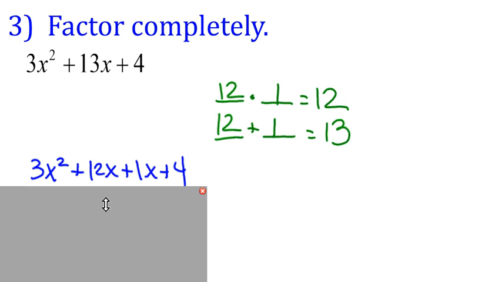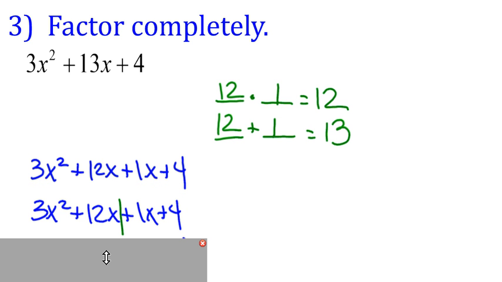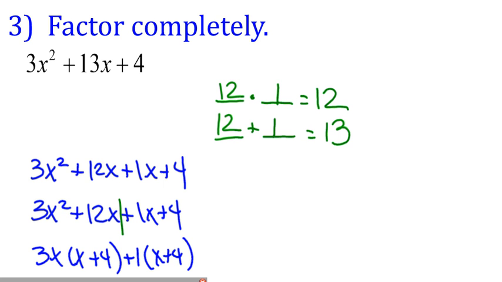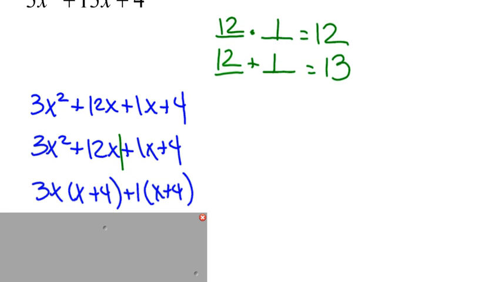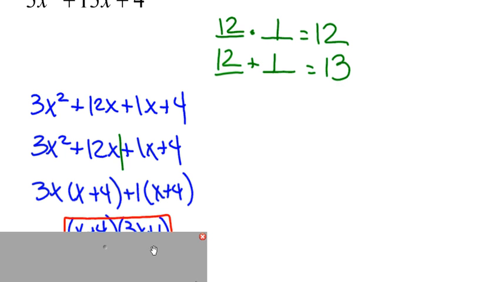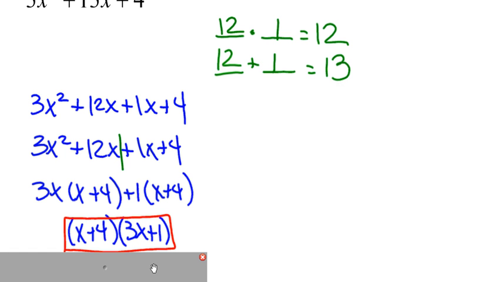So we have 3x squared plus 12x plus 1x plus 4. We take our 4 terms and split them into pairs and divide out what we can from each. Our pair on the left, we could divide out 3x. The pair on the right, we could divide out a 1. So we can see that x plus 4 is being multiplied by 3x plus 1. Therefore, our factored form would be x plus 4 times 3x plus 1.